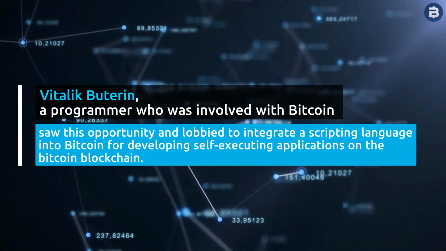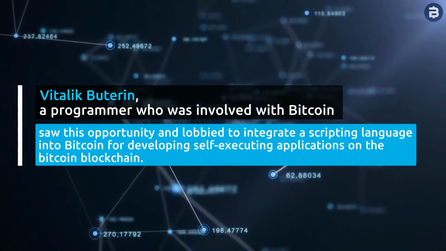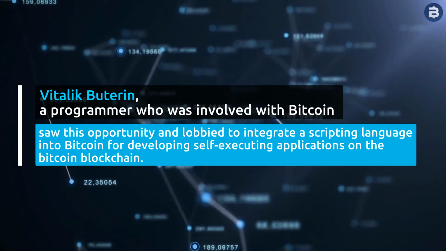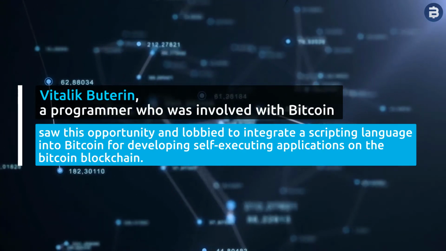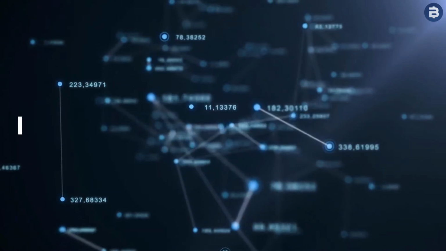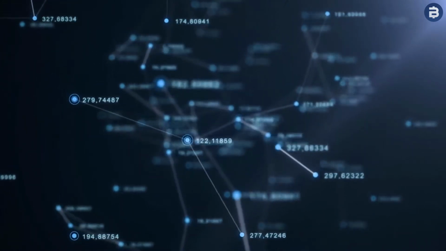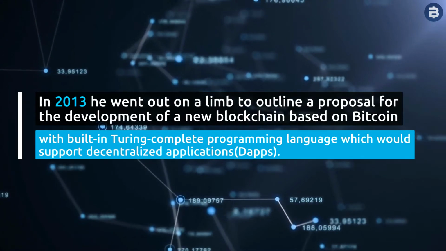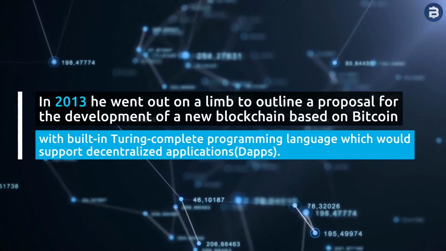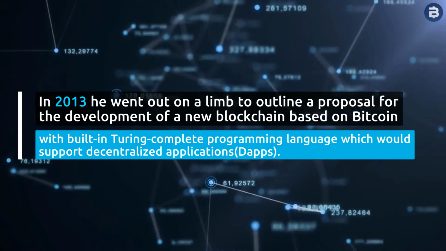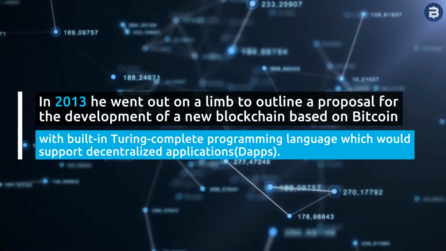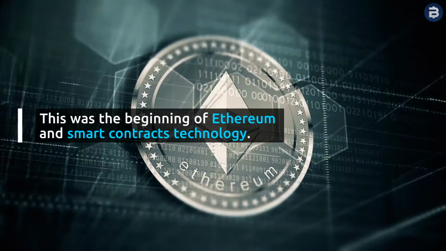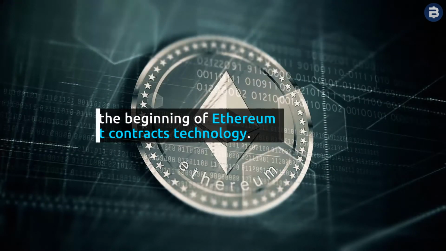Vitalik Buterin, a programmer who is involved with Bitcoin, saw this opportunity and lobbied to integrate a scripting language into Bitcoin for developing self-executing applications on the Bitcoin blockchain. However, his entreaties were rebuffed. Undeterred, in 2013, he went out on a limb to outline a proposal for the development of a new blockchain based on Bitcoin, with built-in Turing-complete programming language, which would support decentralized applications, dApps. This was the beginning of Ethereum and smart contracts technology.